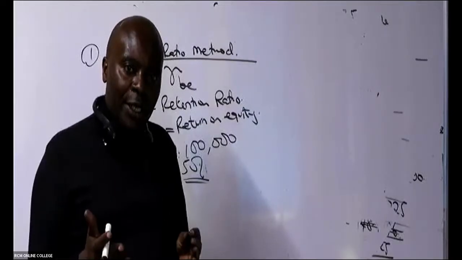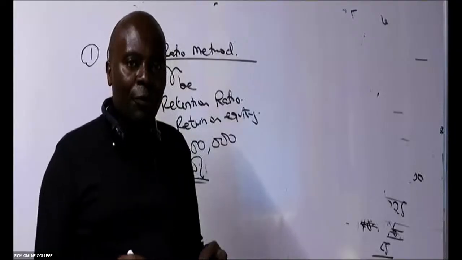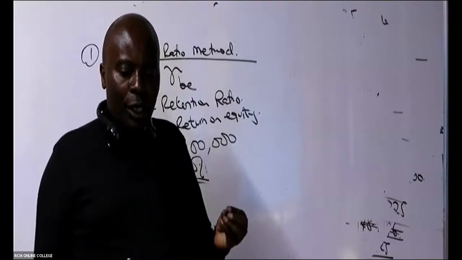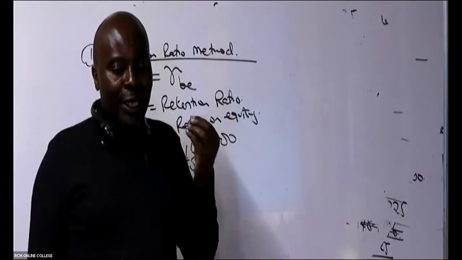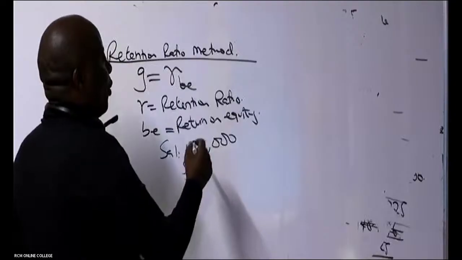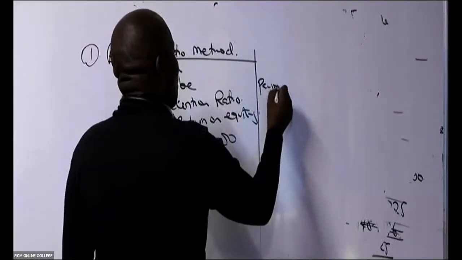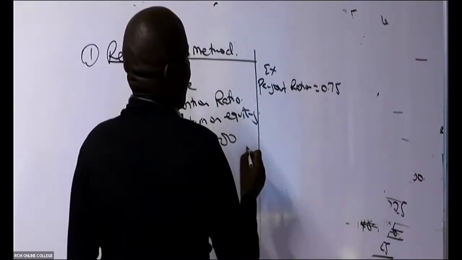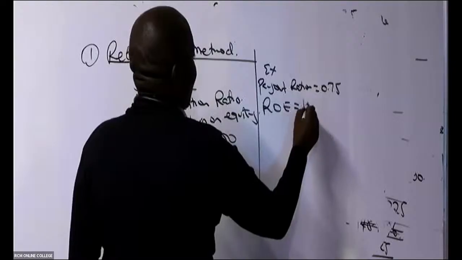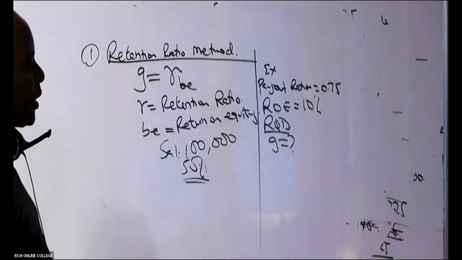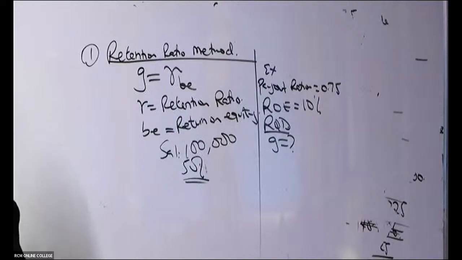If you want to grow, growth rate is a function of two things: retain something with yourself, and invest it in equities which give a return. So this is very, very important. Normally they'll tell you that the payout ratio is 0.75, and the return on equity is 10%. Required: give us G, the growth rate. Let me give you 1 minute. You try this out.